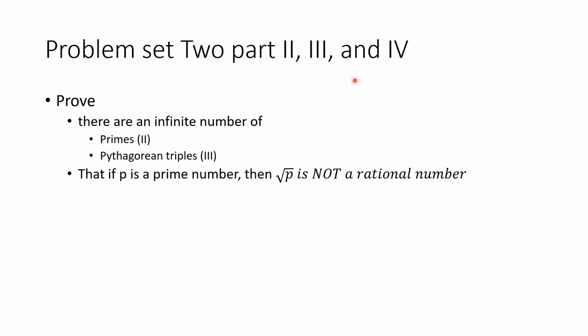Parts 2, 3, and 4: prove that there are an infinite number of primes. Prove, you see we're starting to talk about proof now, prove there are an infinite number of Pythagorean triples. And prove that if p is a prime number, then the square root of p is not a rational number.